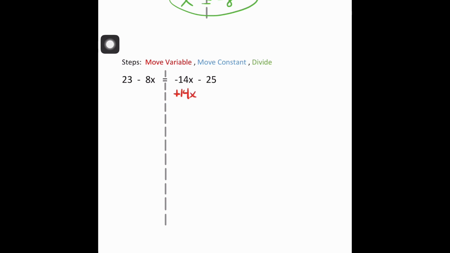So we will do plus 14x and plus 14x. Go ahead and draw your line. We will work again top to bottom, left to right. 23, nothing under it, just drop it down. This negative 8x, again, plus 14x. So in your calculator, negative 8 plus 14 gives us a positive 6. Do not forget your x. Bring down your equals. Cross the negative 14x plus 14x and bring down that negative 25.